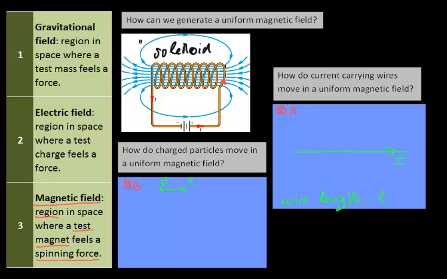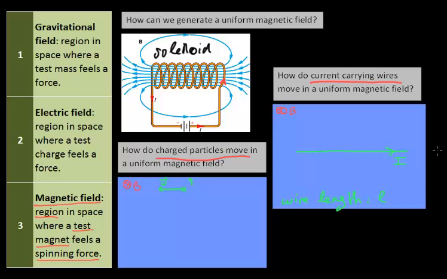And if I grab this part of the solenoid here, my thumb is pointing towards the direction of the current, upward here, and my fingers are going inside the solenoid. Okay, so this is how I figure out that it's going towards the left. So now that I have a uniform magnetic field, I can play with it to know how current carrying wires and moving charged particles move inside a uniform magnetic field.